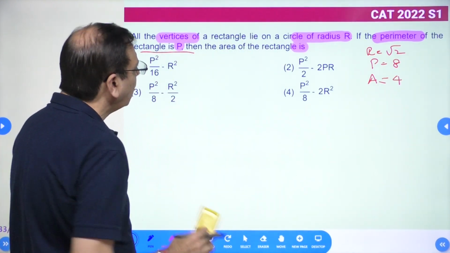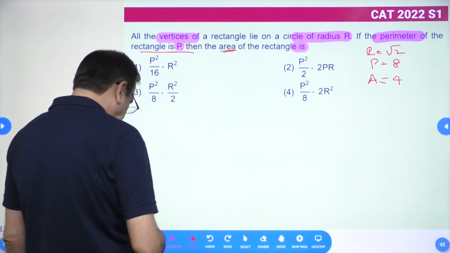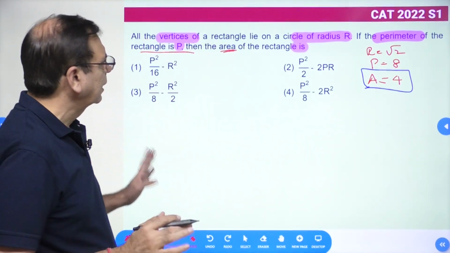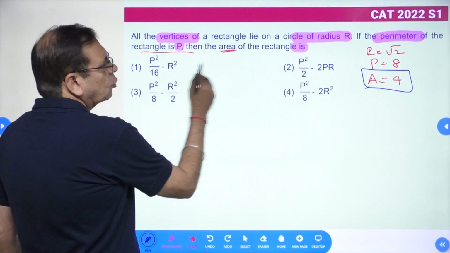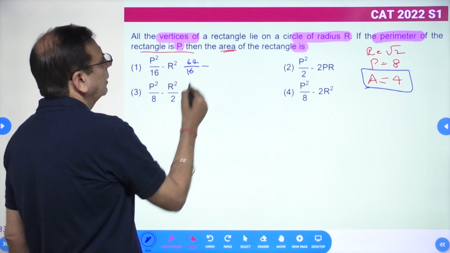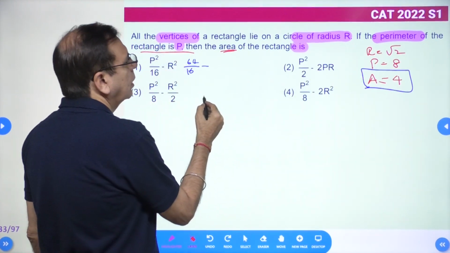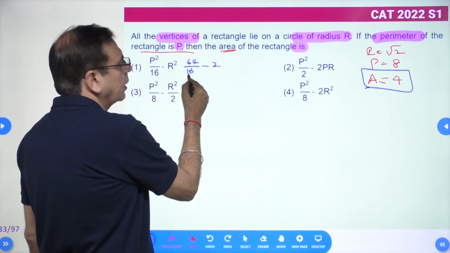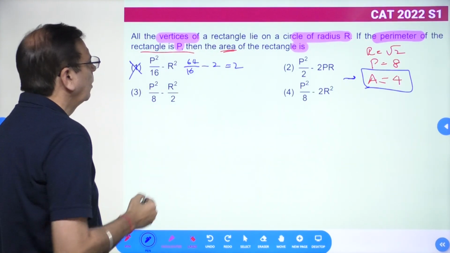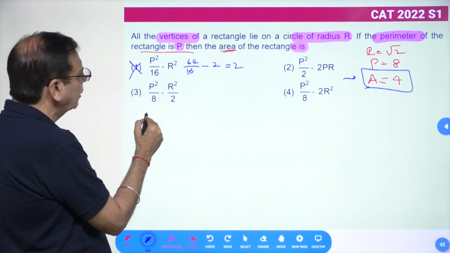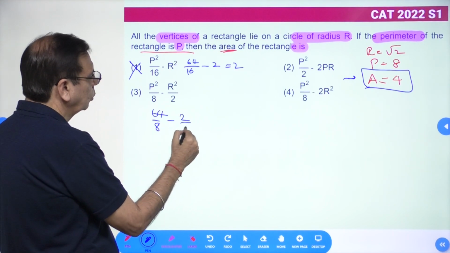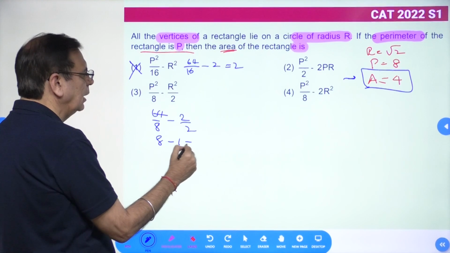The question is asking us to find the area of the rectangle. The area of the rectangle has to be equal to 4. Any choice that does not give us 4 is incorrect. So let's check. P square will be 64. What is this choice? P square is 64 upon 16 minus R square. R is root 2, so R square will be 2. So how much is it? 64 by 16, 4, minus 2, equal to 2. We need 4. Choice 1 is wrong. What about choice 2? P square upon 8. P square is 64 upon 8, minus R square is 2 upon 2. So 8 minus 1 equal to 7.